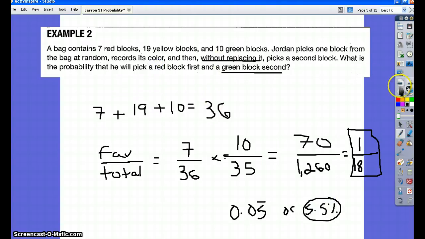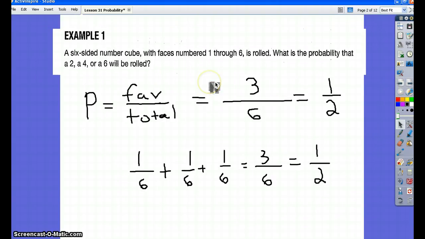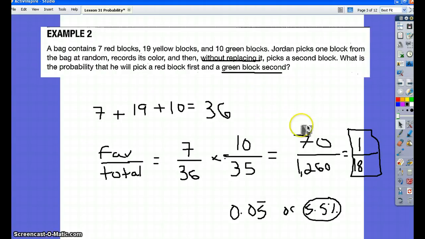So just to recap, when doing a problem like this, you do the first probability times the second probability. And that is how you do the probability of mutually exclusive events and dependent events. This would be an example of a mutually exclusive event, and this would be an example of a dependent event.